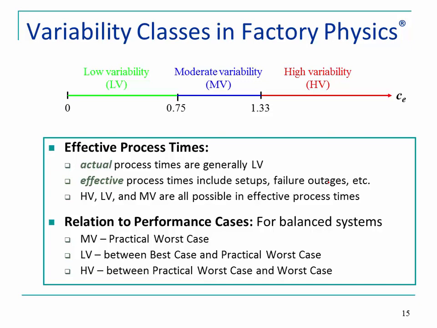The relation to performance cases for balanced systems. So if you think about the three cases that we discussed in the previous lecture, moderate variability will go for the practical worst case, low variability for the best case, and maybe for the practical worst case, and high variability between practical worst case and the worst case. Okay, so this is basically relating what we did in the previous lecture to these three areas in terms of variability.